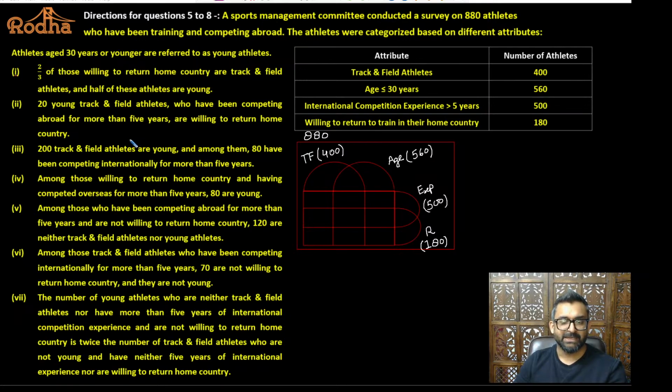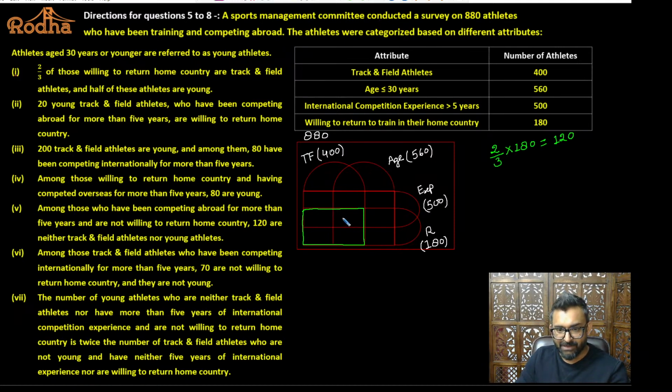As per the first statement, let's read the first statement. 2/3 of those who are willing to return to home country, that means 2/3 of 180. What is 2/3 of 180? 120. 2/3 of those who are willing to return to home country are track and field athletes, and half of them are young. Okay, so those who want to return to home country, their 2/3, that is 120, are track and field athletes. That means this entire number is 120. Okay, and half of these athletes are young.